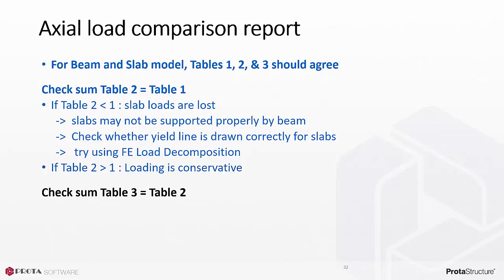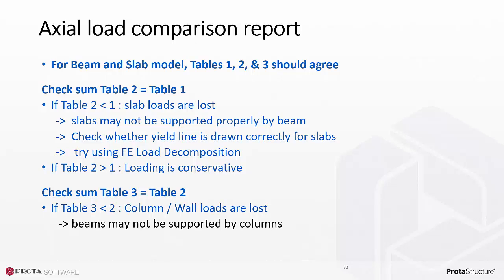Lastly, check sum of table 3 is equal or close to table 2. If table 3 is less than table 2, column and wall loads are lost. For example, beams may not be supported by columns properly, or the other way around, the columns are hanging in the air. Similarly, check values of each story to identify the culprit story.